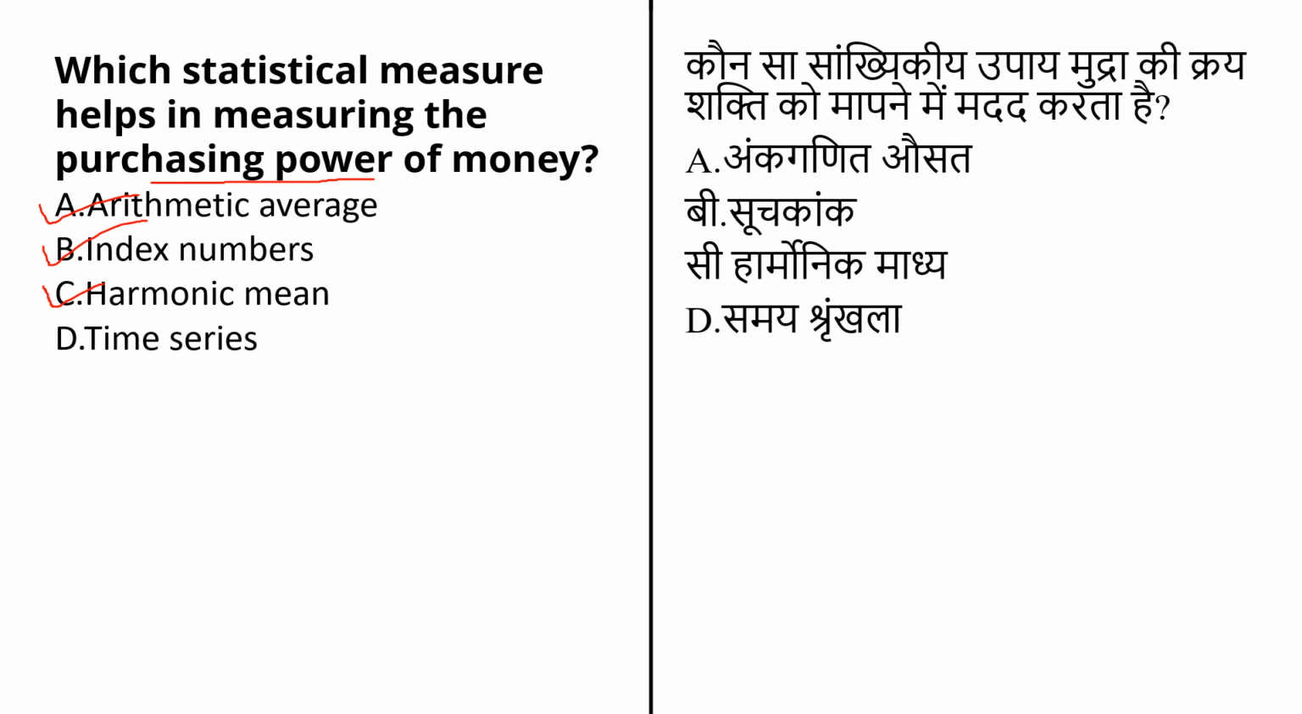Harmonic mean is one of the several kinds of the average. And the last option was time series. The time series is a series of data points indexed, listed or graphed in time order. So for this question, the correct answer is option B, that is index number. Index number is a statistical measure which helps in measuring the purchasing power of money.